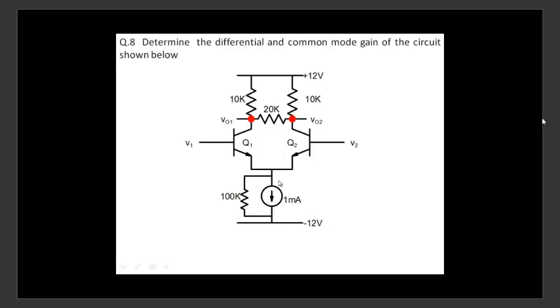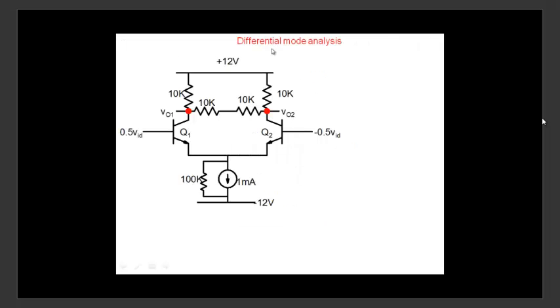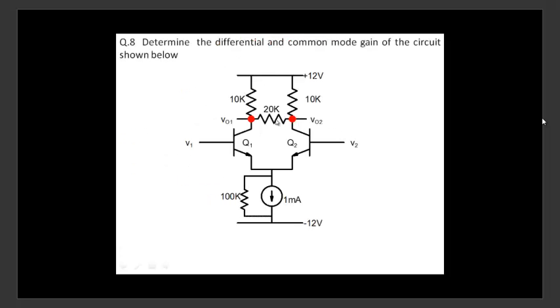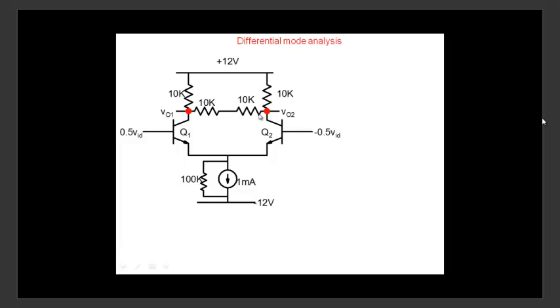Now, when you calculate the bias point, we know the current is going to divide equally. And so we have to find the differential and common mode gain. For differential mode analysis, as usual, we put 0.5 VID and minus 0.5 VID here. And the resistor that you see here, 20K, we break it up into 10K and 10K, because our differential mode and common mode analyses are all based on trying to build symmetry. So we build 10K and 10K here. We know that this point will be ground. And 0.5 VID, what will it try to do? It will try to make this voltage positive or negative?